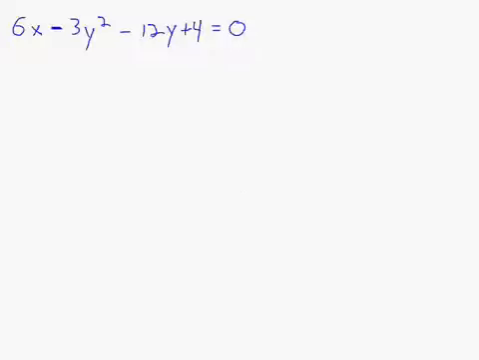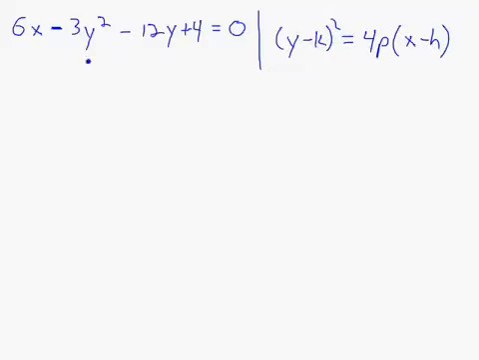Okay, we want to find the vertex, focus, and directrix of the parabola given by the equation 6x minus 3y squared minus 12y plus 4 equals 0. Hopefully it's clear that because the exponent of 2 is on the y, the standard form for this equation is going to have this form: the quantity y minus k squared equals 4p times the quantity x minus h. So our job is to make this equation look like this standard form.